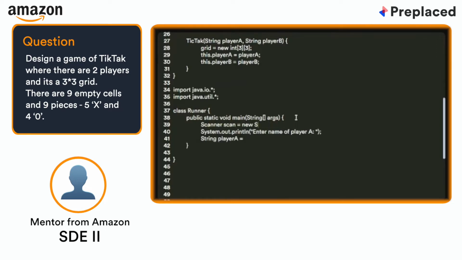Scanner scan equals new Scanner(System.in). Then I will just say playerA equals scan.nextLine(). Okay. Then I will just repeat this process.